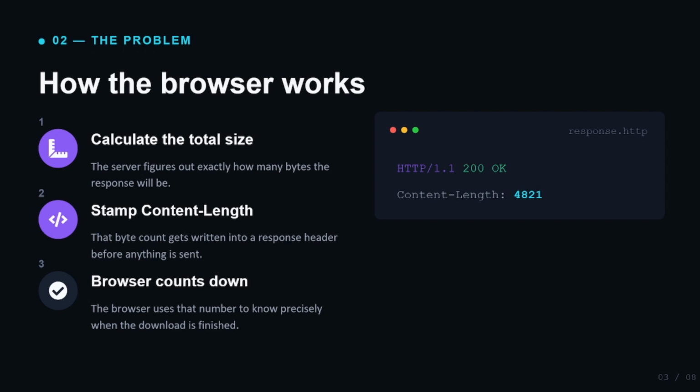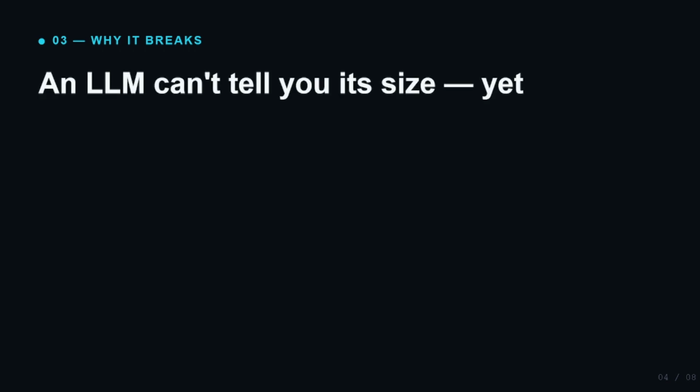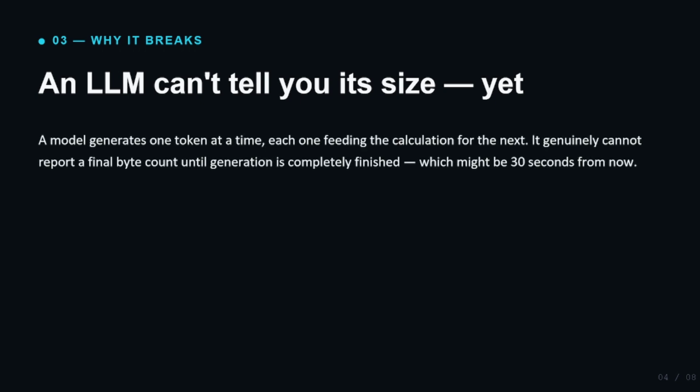Now this worked fine until LLMs came along. But why does this break when it comes to large language models? Well, an LLM can't tell you its final size yet. It doesn't know how long each response will take because it uses one token to generate the next token, and the next token to generate the next token. So it doesn't know how long the response would be. It could be 30 seconds, it could be 40 seconds.